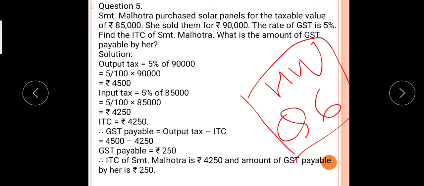Always remember that if a retailer is purchasing from the wholesaler and selling to the consumer, then how much amount does he have to pay? Whatever GST you calculate on the amount collected from the customer is your output tax, minus the input tax, means the tax he paid at the time of purchasing from the wholesaler. That difference is the GST payable. So don't be confused. Understood? Remember, output tax is calculated on selling value and input tax is calculated on purchasing value.